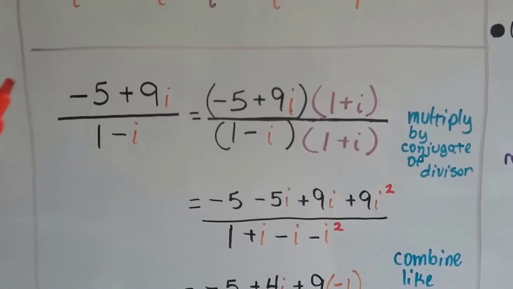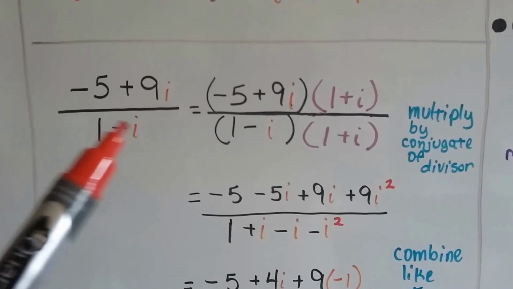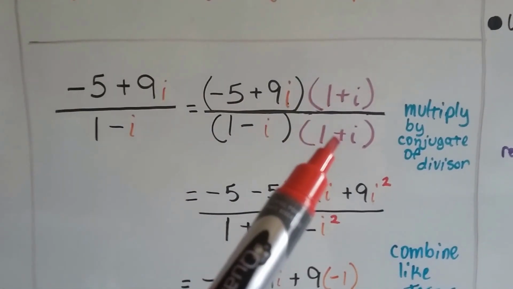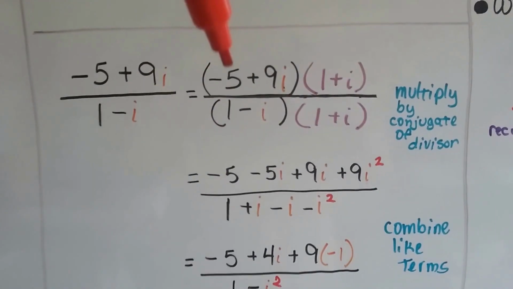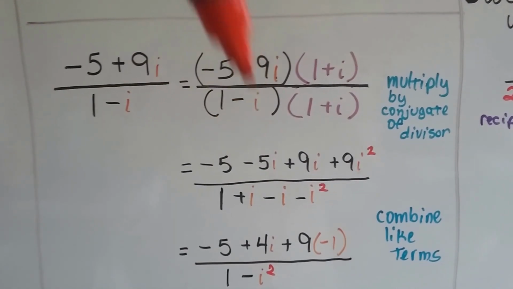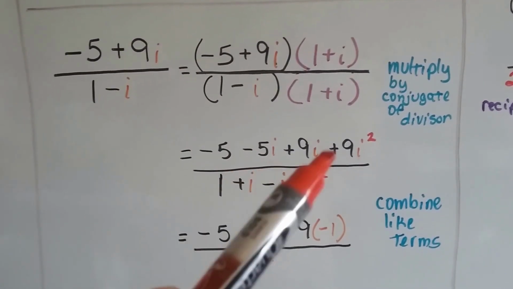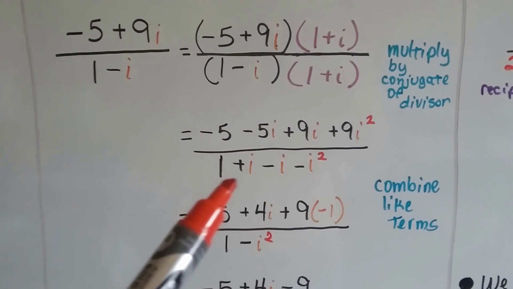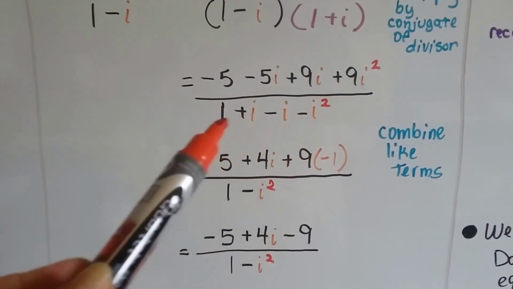Now here's a little bit bigger one. We've got negative 5 plus 9i over 1 minus i. This is our divisor, so we're going to use this to find our conjugate, which is 1 plus i. And we use 1 plus i over 1 plus i as our 1. And we can actually FOIL this, can't we? And we get negative 5 minus 5i plus 9i plus 9i squared. We combine like terms and simplify this. And this is over 1 plus i minus i squared.